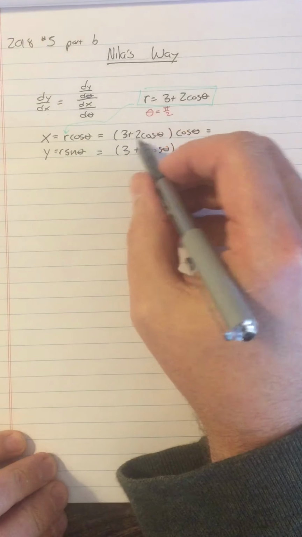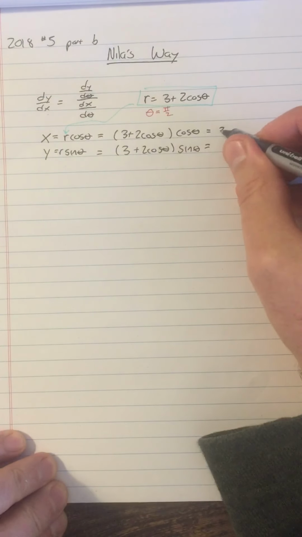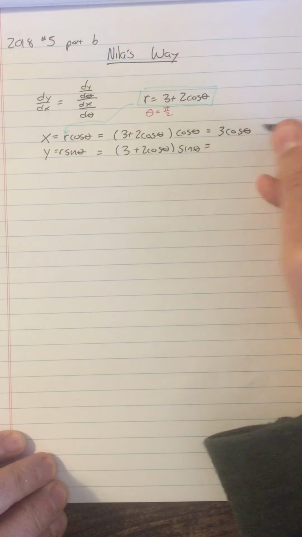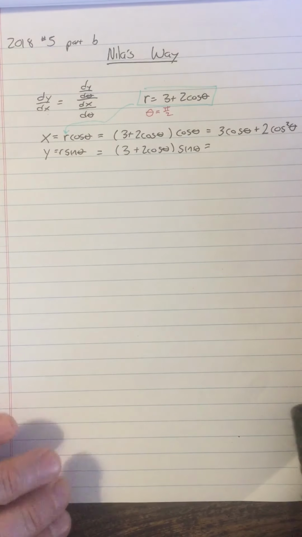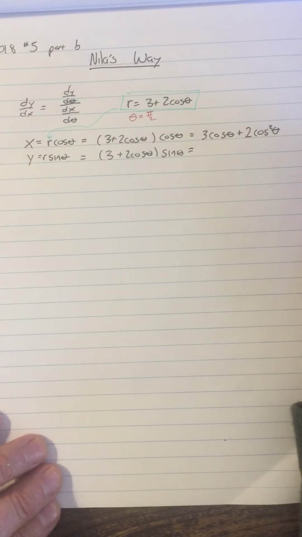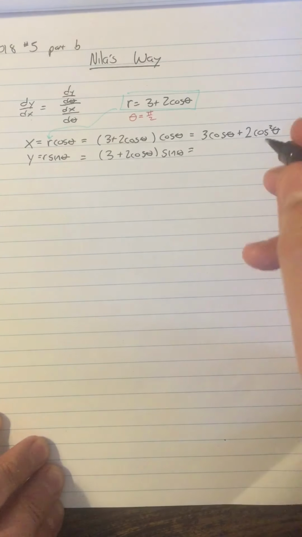All right, so when we do this one, we're going to distribute. So she simplified these basically. So you have 3 cosine theta. You're going to have here 2 cosine squared theta. NILA right away wrote it as cosine of theta squared because she knows she's going to take a derivative, and that's an easier way to work with it. So that was good. I'll just change it later.